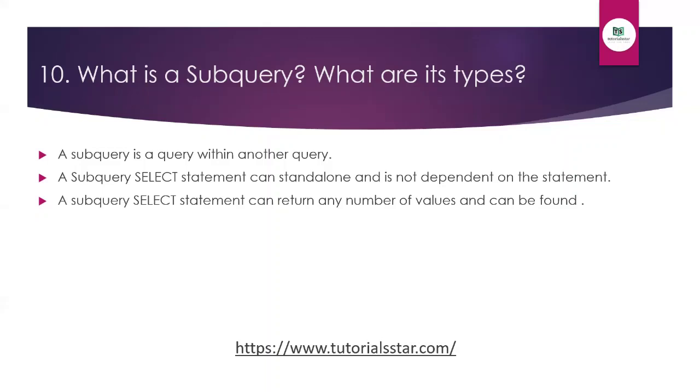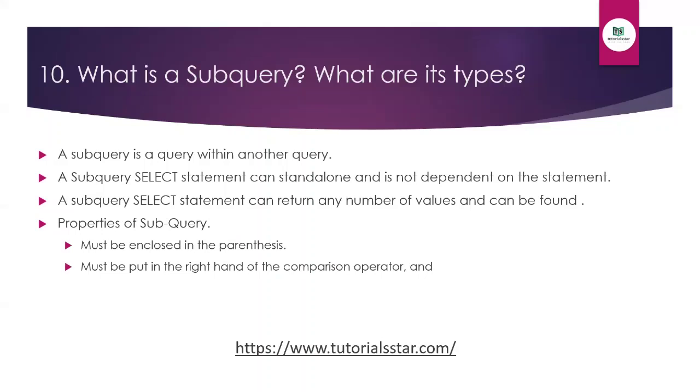So we have correlated subquery and non-correlated subquery. A correlated subquery can be related to the particular table, whereas a non-correlated subquery does not relate to the particular table. There are different properties of a subquery. A subquery must be enclosed in parentheses. A subquery must be put on the right-hand side of the comparison operator, and a subquery cannot have an order by clause. It can contain more than one subquery.